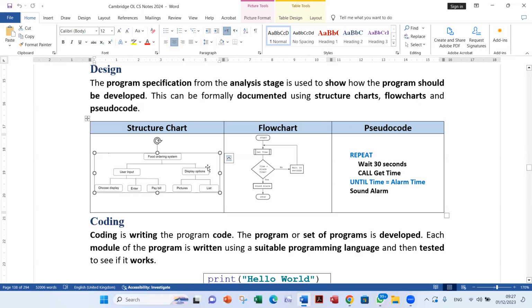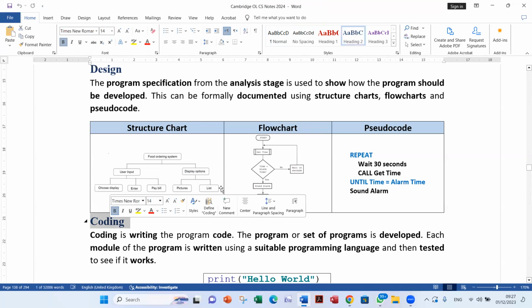So in the design stage, you will be doing the structure charts. I will be showing structure charts in a moment. In your design stage, you will also be doing flowcharts. This is a diagrammatic representation of the processing involved in the program, and this is prior to coding. So drawing the flowcharts will be prior to coding.